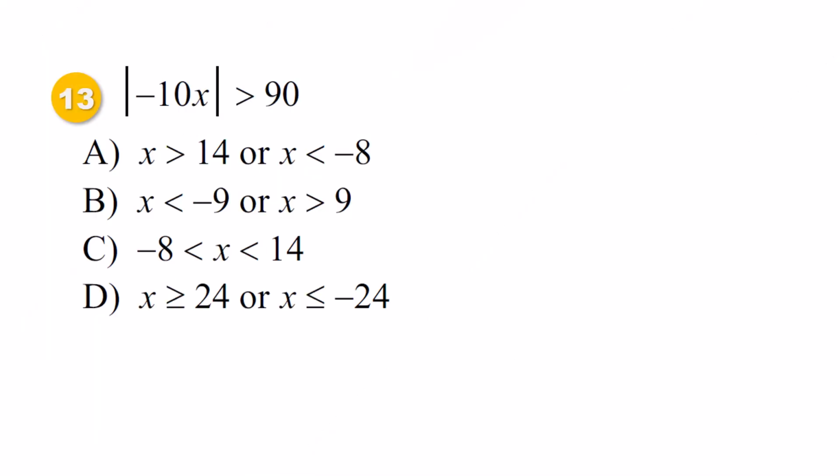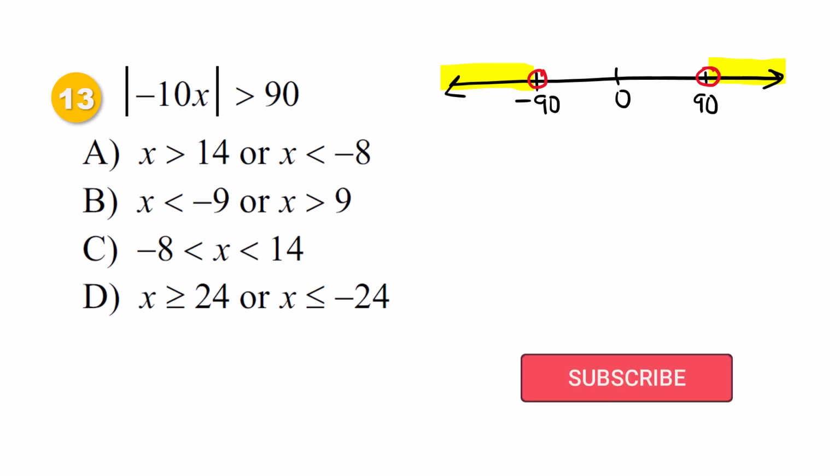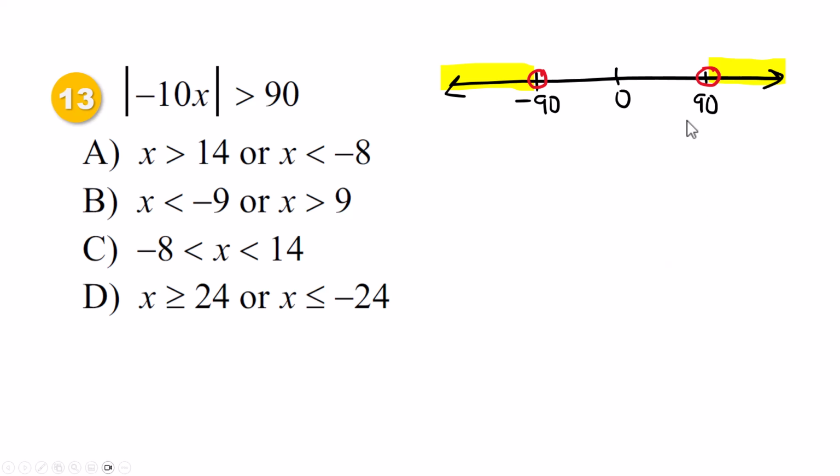Number 13, okay, we have an absolute value inequality, and here's what I like to do to make sense of these. I like to set up a little number line and sketch out what I'm talking about. If the absolute value of something is greater than 90, then the something has to be greater than 90, up here in the upper part, or less than -90, because the absolute value of -100 would also be bigger than 90. Absolute value means it's just how far away from 0 it is.